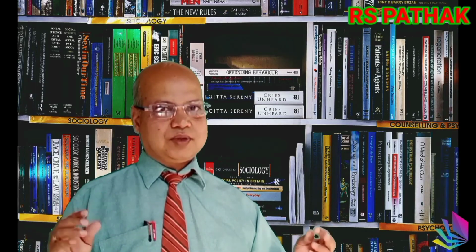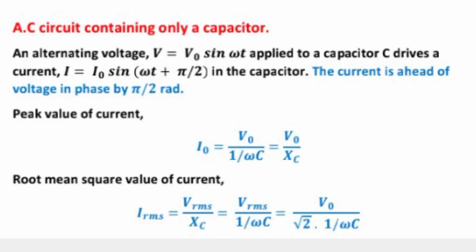AC circuit containing only a capacitor. An alternating voltage V equal to V0 sin omega t applied to a capacitor C drives a current I equal to I0 sin (omega t plus pi upon 2) in the capacitor. The current is ahead of the voltage in phase by pi upon 2 radian.